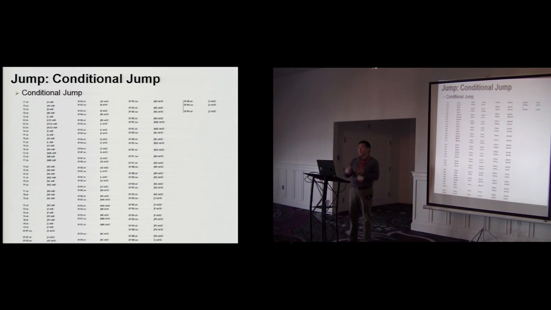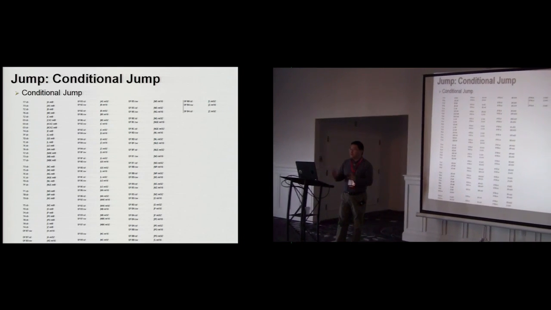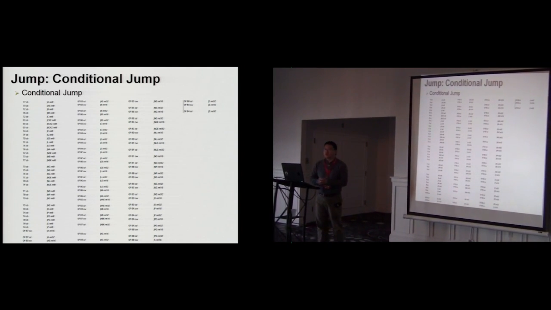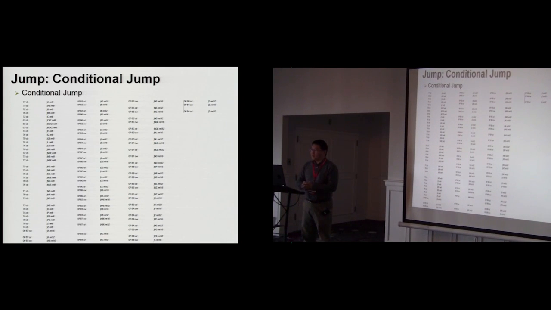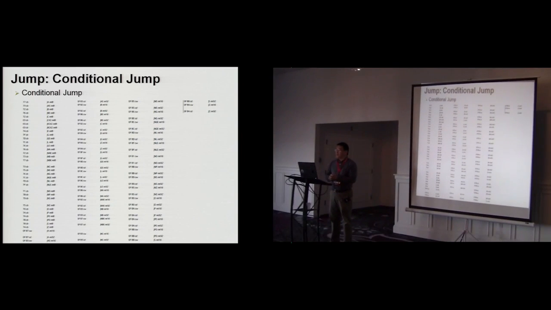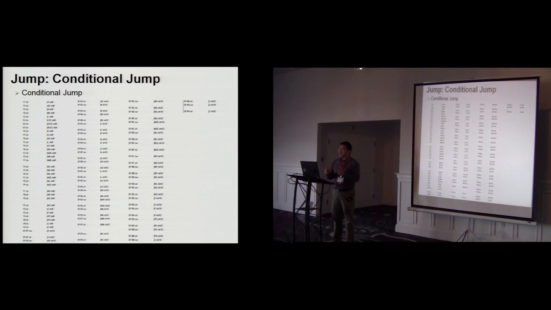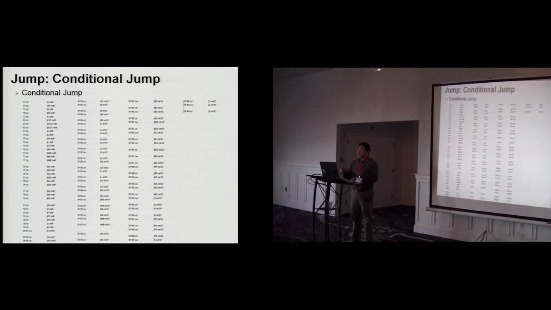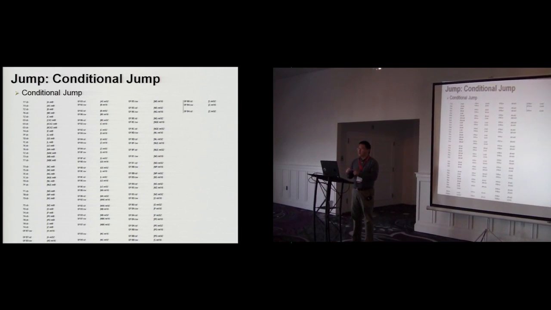For jump, we have the conditional jump. We have lots of conditional jumps, right? Basically, this can be used to construct a long gadget. That means you can have gadgets linked by conditional jumps. So if you inspect the gadget from the starting point, it will be a very long gadget.